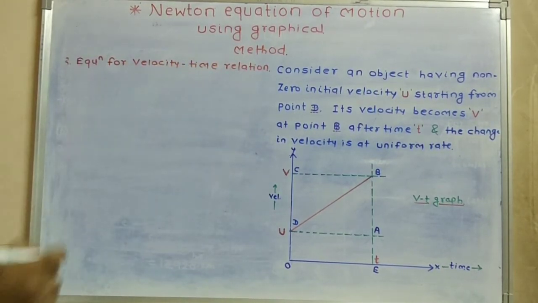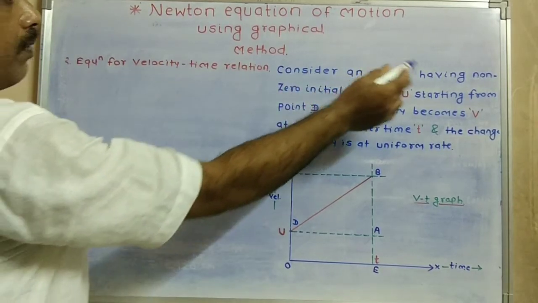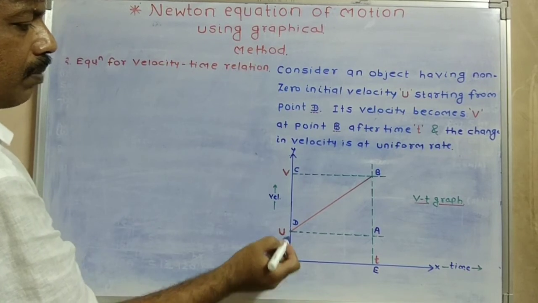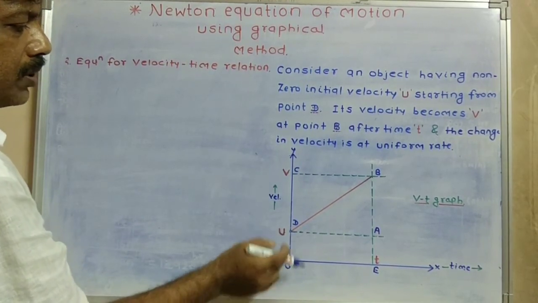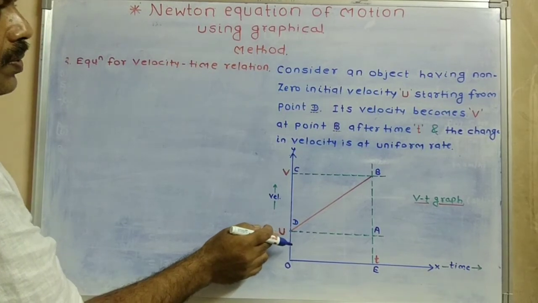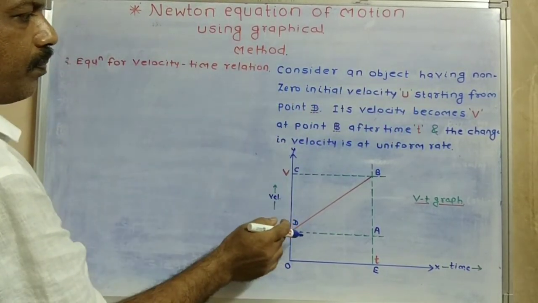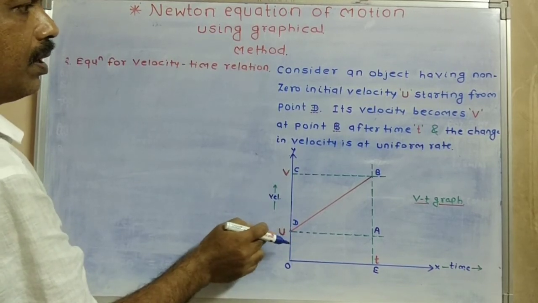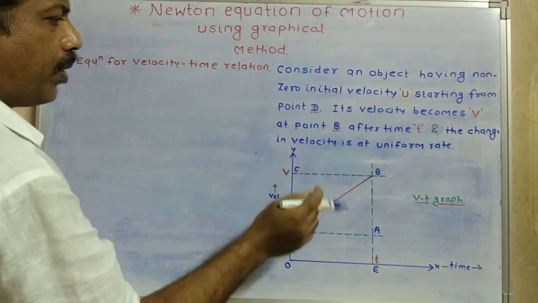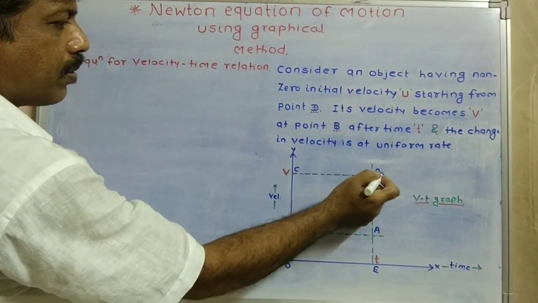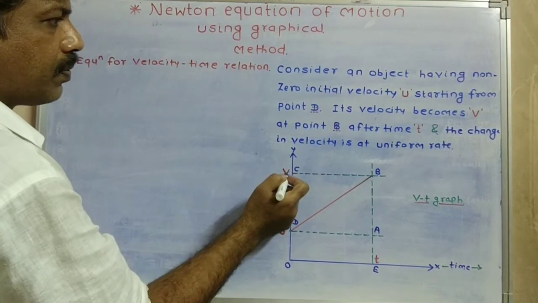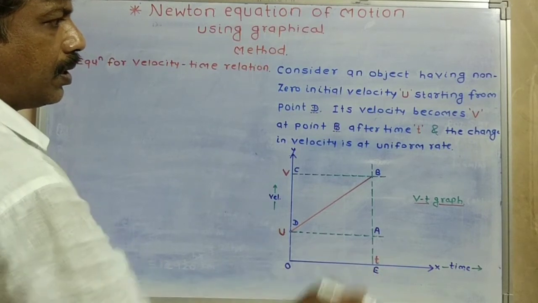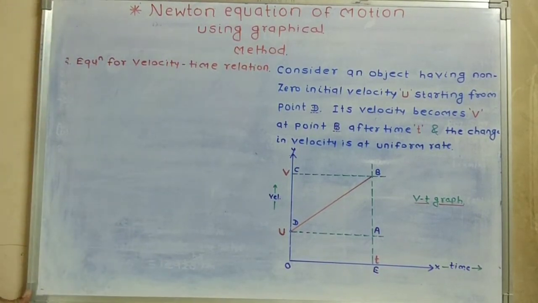For this, we have to consider an object having non-zero initial velocity u. Suppose your object is here; it has how much velocity? Initial velocity, that is u, starting from point D. It starts from point D with the initial velocity u. Its velocity becomes v at point B. When it reaches this point B, its velocity becomes v, after time t. And the change in velocity is at a uniform rate.